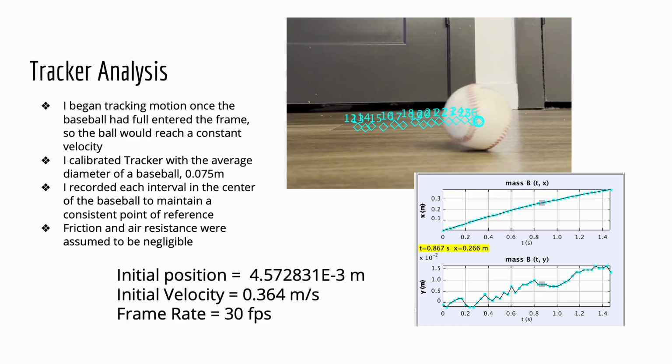The initial conditions for this scenario were an initial position of 4.57 times 10 to the negative 3 meters, an initial velocity of 0.364 meters per second, calculated by the change in position over the first time interval, and a frame rate of 30 frames per second.